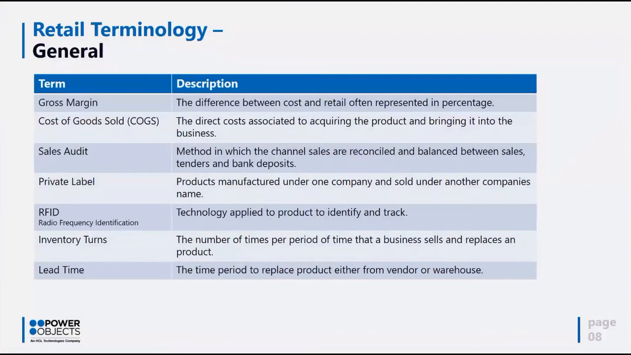Private label are products that are manufactured for one company and sold to other companies that have their own private label on them. RFID is technology that is applied to a product to identify and track it all throughout the warehouse, as well as all throughout the supply chain.